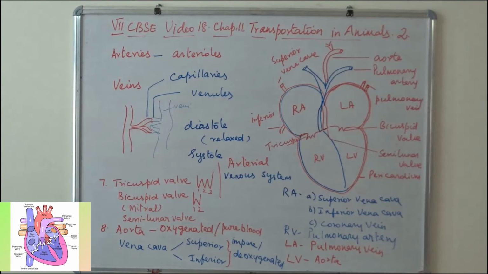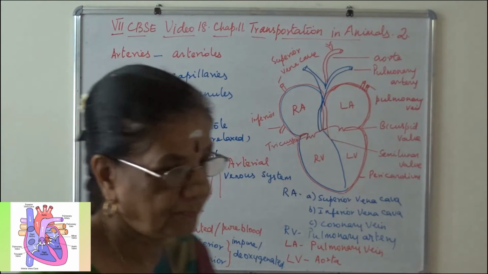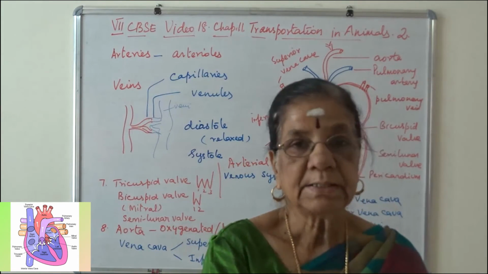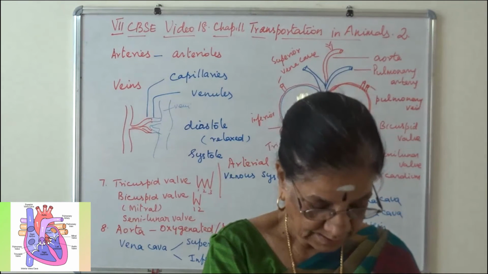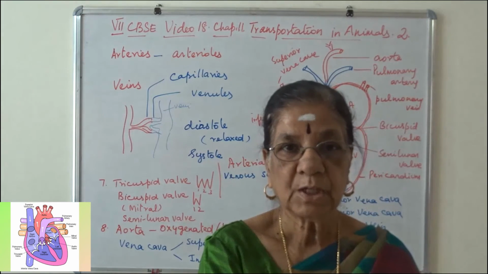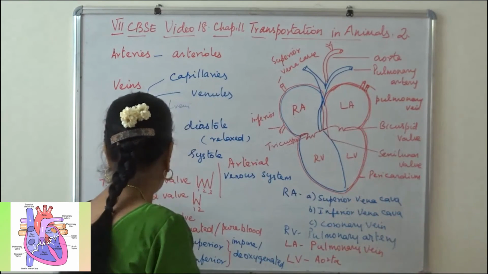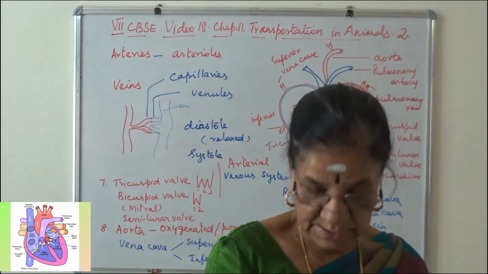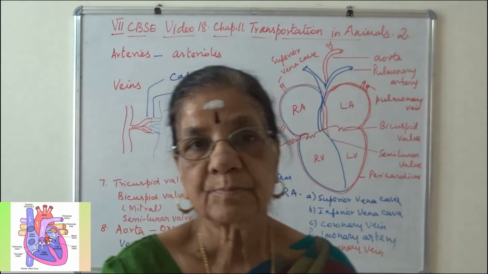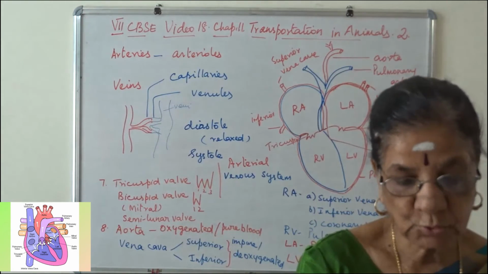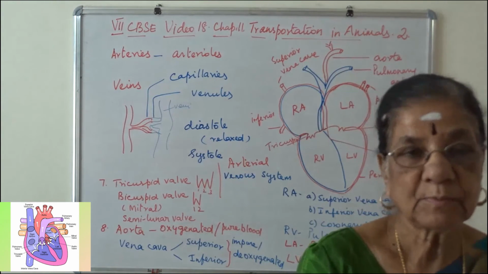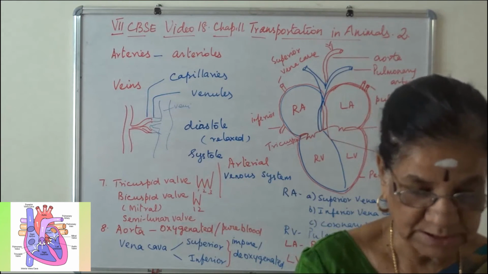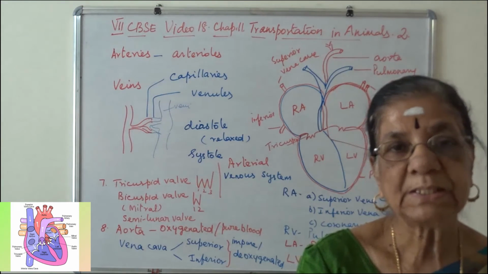So here we say the valves of the heart are the tricuspid, bicuspid and semilunar valve. Right? Now the circulation, when the blood is circulated, we say there are two main loops of circulation. One is pulmonary circulation, another one is called systemic circulation.